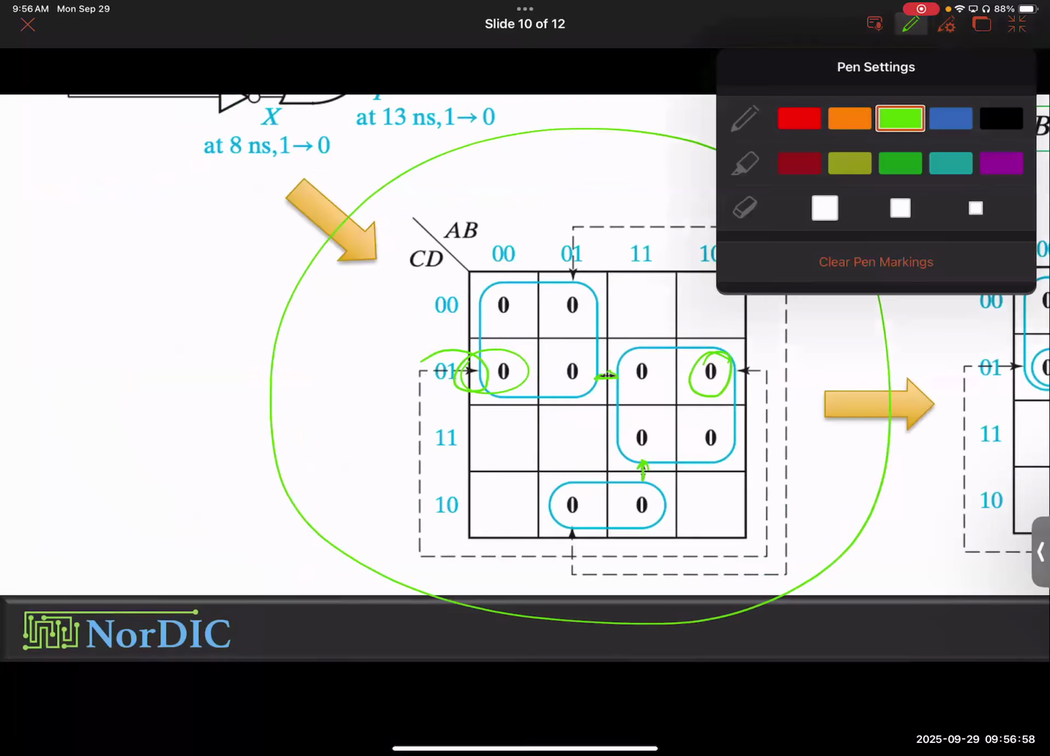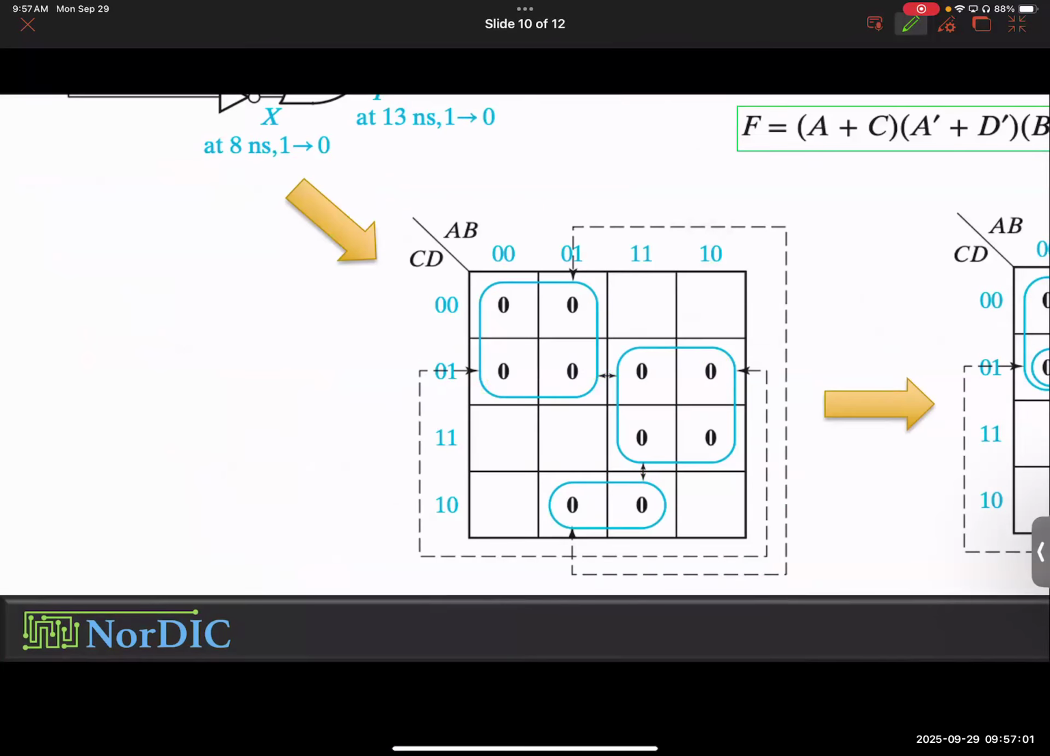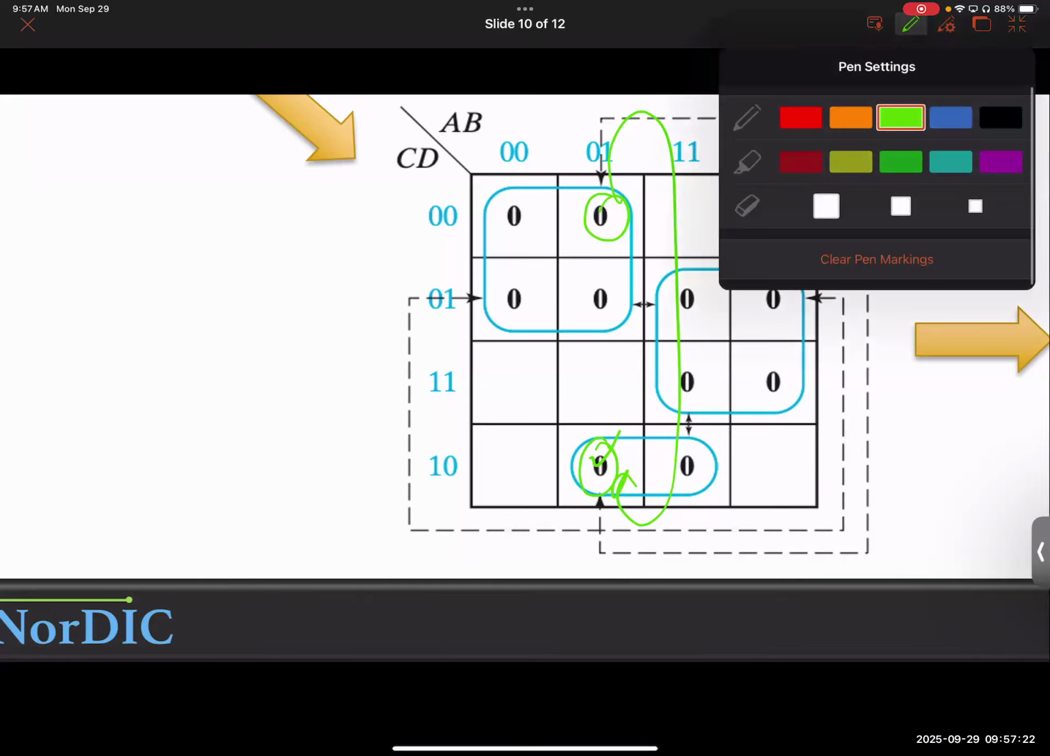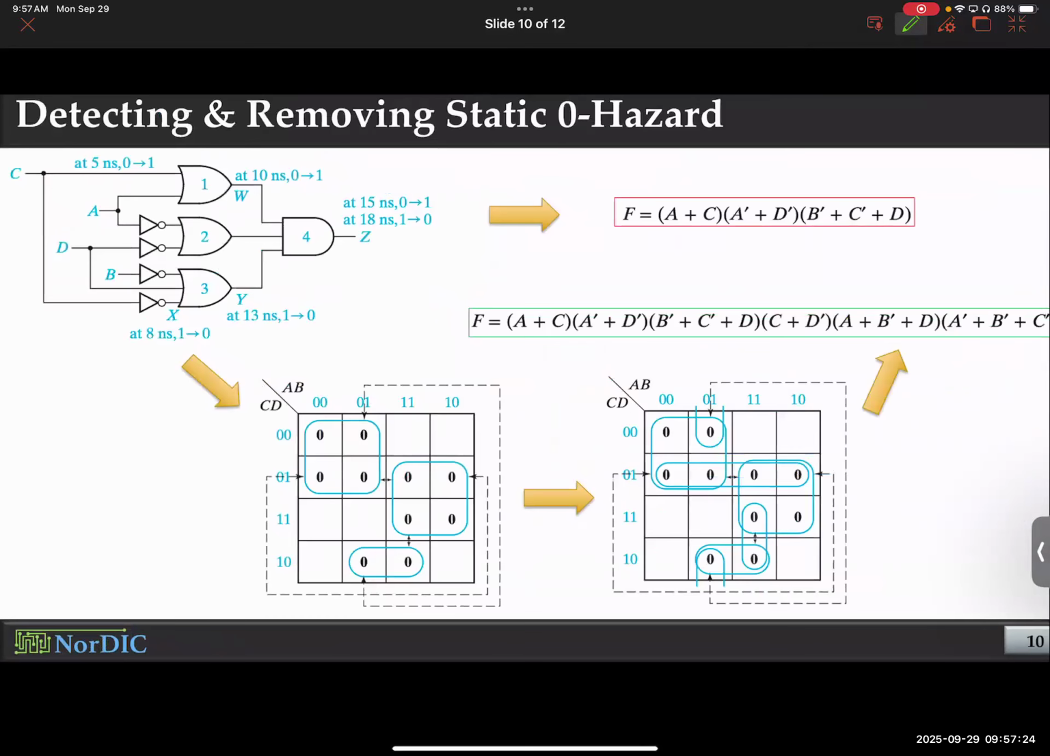Remember I told you that K-maps wrap around both in X and Y. So this zero and this zero are also neighbors. If you think about it this way, they're wrapping around. So whenever you have neighboring zeros, you are going to have a static zero hazard. Neighboring ones, static one hazard. So what do you do? You add extra terms to cover these hazards. So let's see. This is the solution.